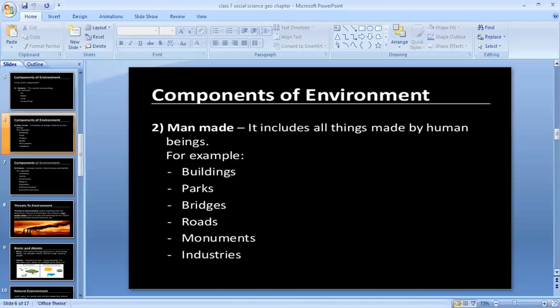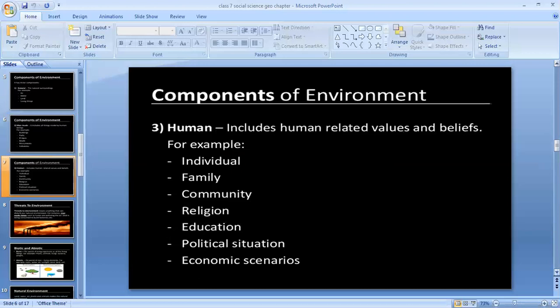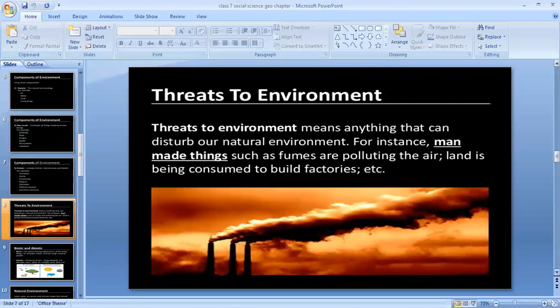Human environment includes individual, family, community, religion, educational, economic, and political situation. These are all made by humans only, and humans are all interacting with each other in their physical environment. Already we have discussed this slide.